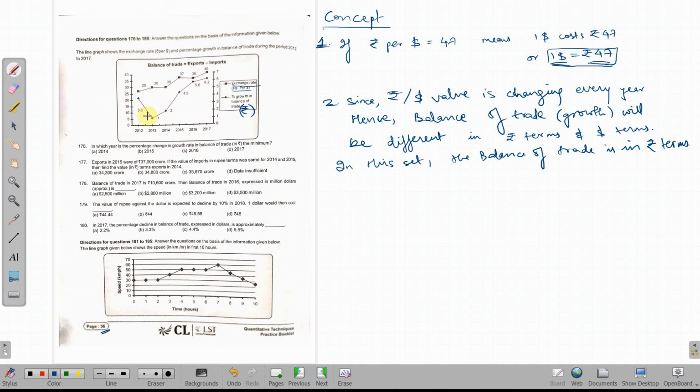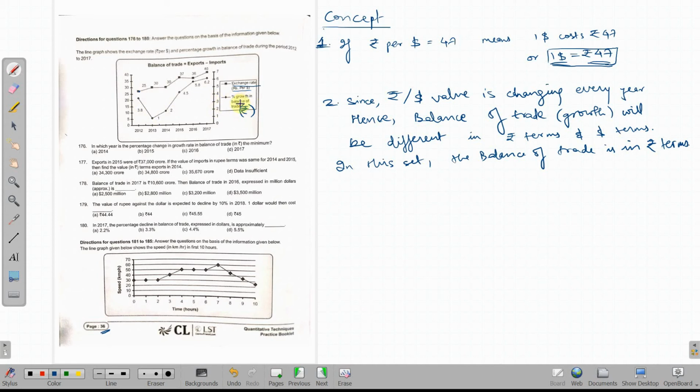The second thing is since the rupee dollar value is changing every year, if you take the balance of trade in rupee terms and if you take the balance of trade in dollar terms, it would be different for different years. The growth in rupees would be different because from one year to another the rupee and dollar relation is also changing. So the growth would not be the same when I'm expressing balance of trade in rupees and when I'm expressing it in dollars.